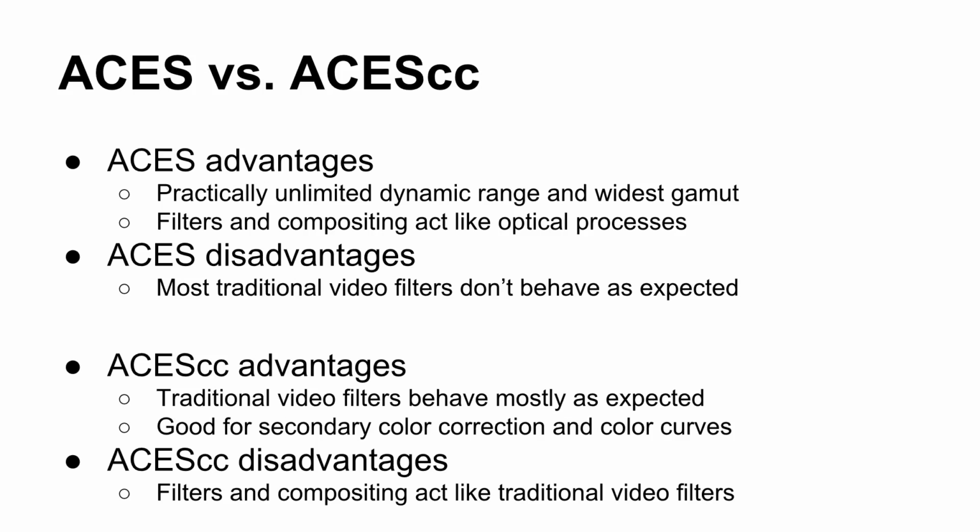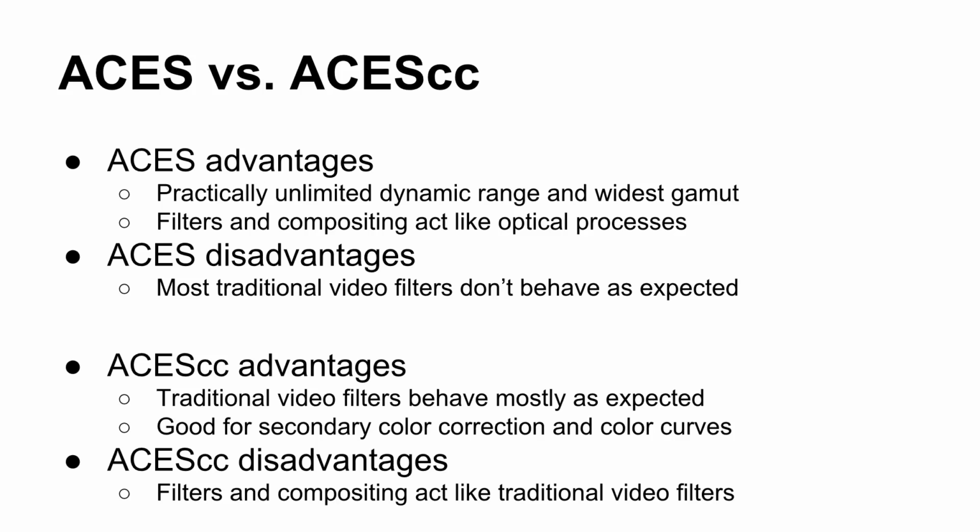ACES has a practically unlimited dynamic range and a gamut that includes every visible color. ACEScc has a smaller gamut and a smaller dynamic range between 0 to 1, but it's still very large, and in practice either color space is just fine.